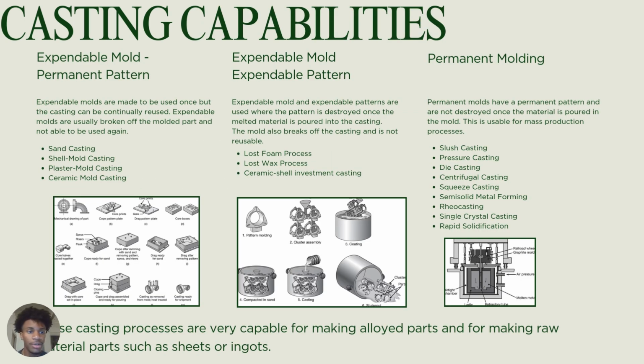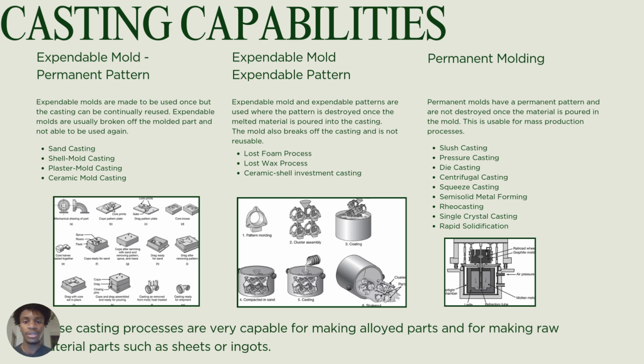Expendable molds are made to be used once, but the casting pattern can be continually reused. Expendable molds are usually broken off the molded part and cannot be used again. These main types are sand casting, where you use sand as the mold, shell mold casting, plaster mold casting, and ceramic mold casting. Expendable mold, expendable pattern is when the mold and the pattern might be lost, like the lost foam process, where foam is used as the pattern, and once you pour the liquid metal, it melts and gets rid of the foam.